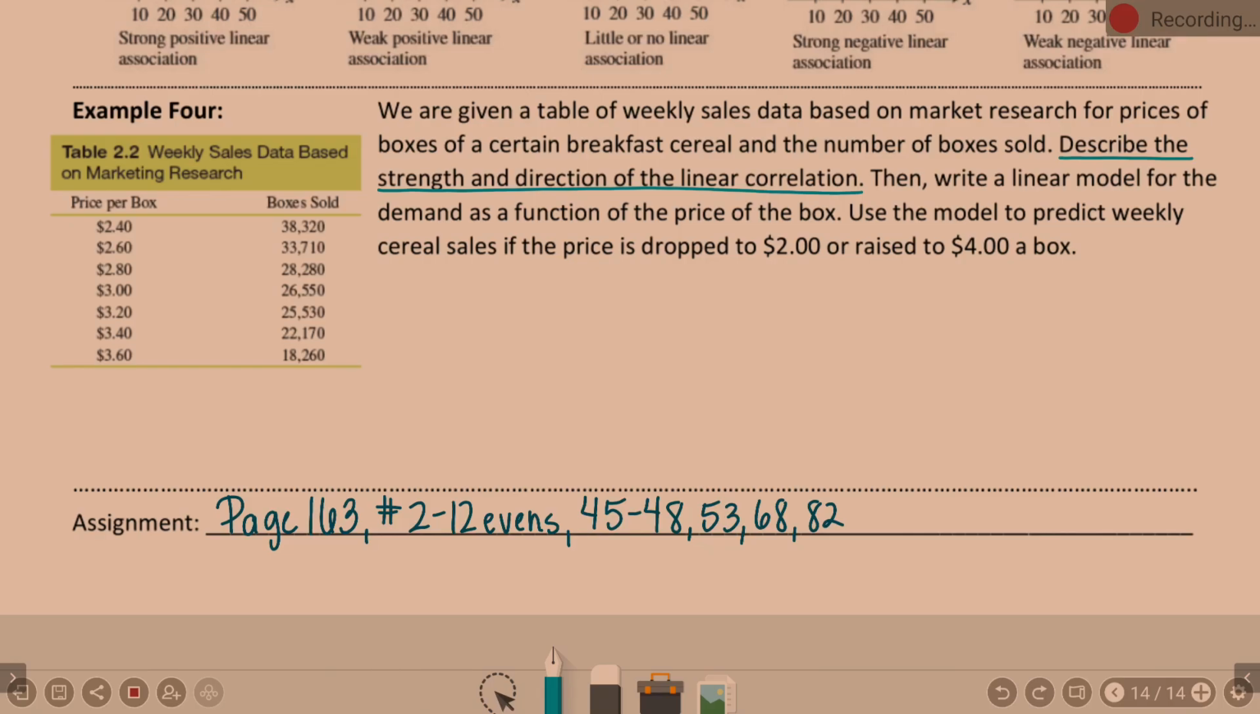Now, if your calculator's like my calculator, there's junk already in there from the last time we used these. So remember, you have an option. You can delete individual entries, or you can clear a column. I prefer to go up top and hit clear, enter. Do not delete a column, please. It's a pain. So I'm going to clear each of my columns. My recommendation is I'm going to put my price per box values in L1, and the boxes sold in L2. Fair enough?